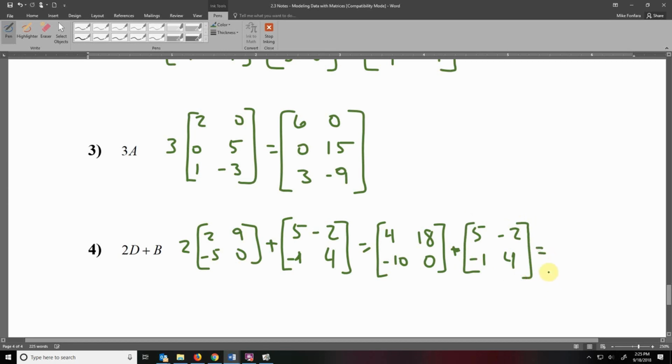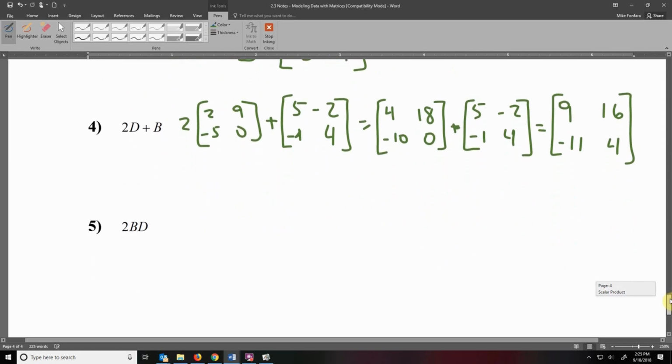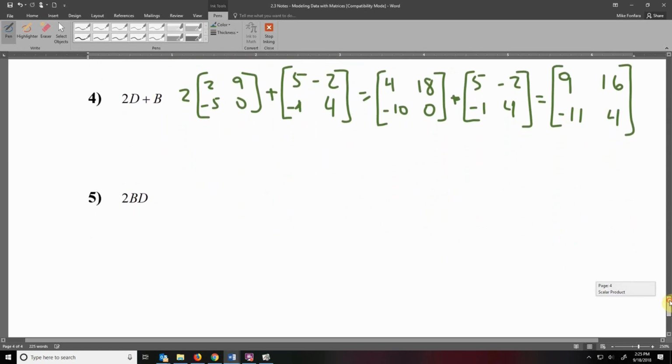And now we can add our corresponding elements. 4 plus 5, 18 plus negative 2, negative 10 plus negative 1, and 0 plus 4. All right, and then our last one, 2 times B times D.